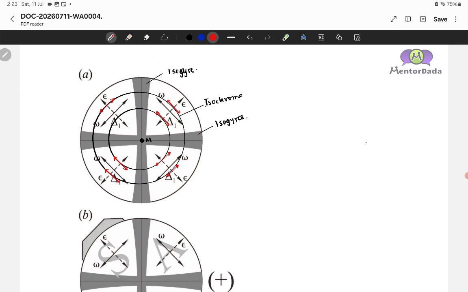So these all are actually the vibration directions of the omega ray. And the epsilon ray is vibrating just perpendicular to this. So these all will be the vibration directions of the epsilon ray. Okay, clear?